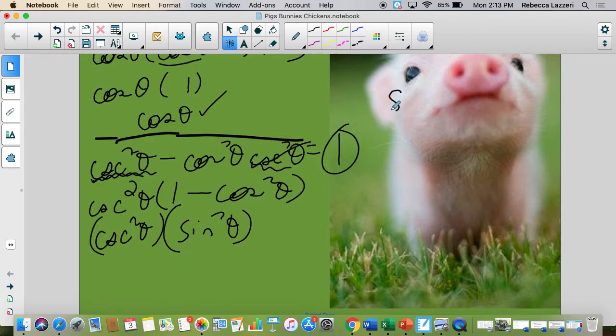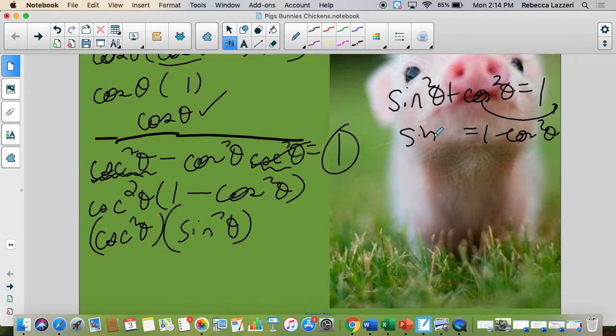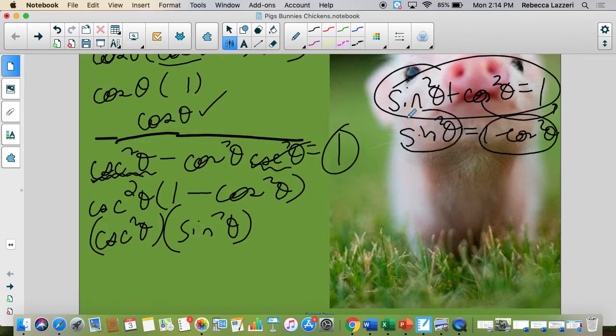Okay? Because on your memo page, you have sine squared plus cosine squared equals 1. So if I say 1 minus cosine squared, if I subtract it to this side, what's left on this side? Sine squared. You're supposed to know how to rearrange that fact accordingly. If sine squared plus cosine squared equals 1, then 1 minus cosine squared equals sine squared. In fact, what would happen if I typed this into my calculator into y1 and this into y2? They would be just alike.